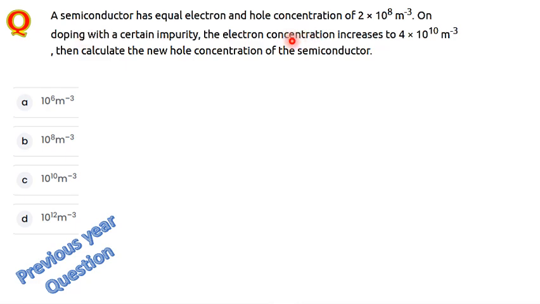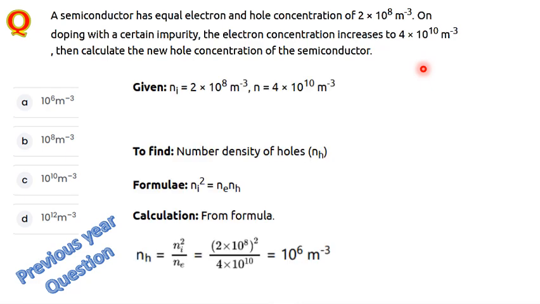In this case, we add some impurities, so the electron concentration has increased to this value. Then calculate the new hole concentration. The electron concentration is given, and what is the hole concentration? If you combine electron and hole, that value is Ni. Holes concentration is Nh, electron concentration is Ne. Both are given, and we are going to find the number of holes.